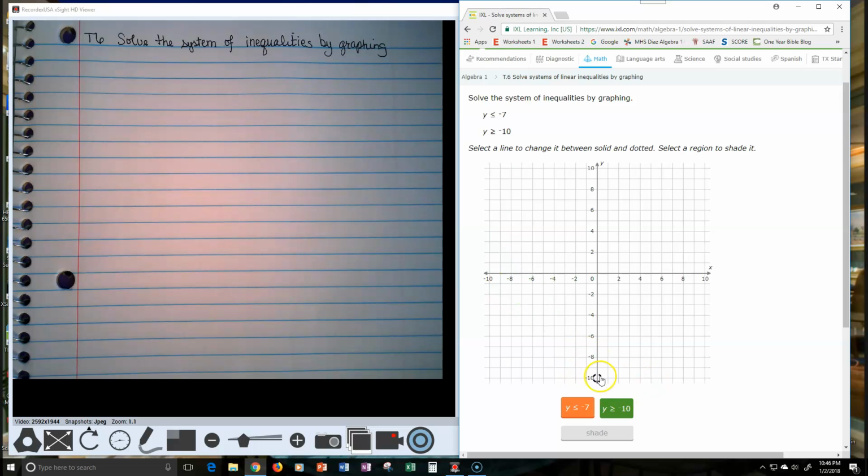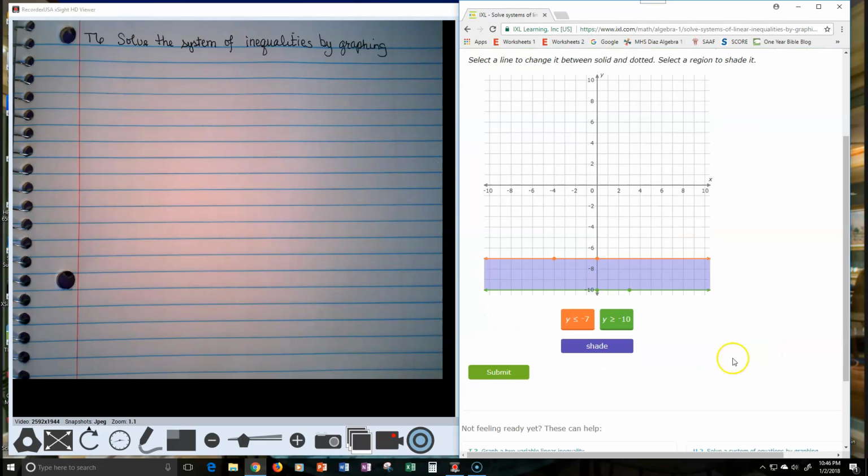I've done this wrong again. Okay, just do this one and then go back here. So I've got the solid line for y is less than or equal to -7, and I've got the solid line for y is greater than or equal to -10. Well, if I were to shade in here less than -7 and shade in here greater than -10, then the portion I would shade would be between them. So I'm going to shade this portion right here. Once I've shaded, I submit.